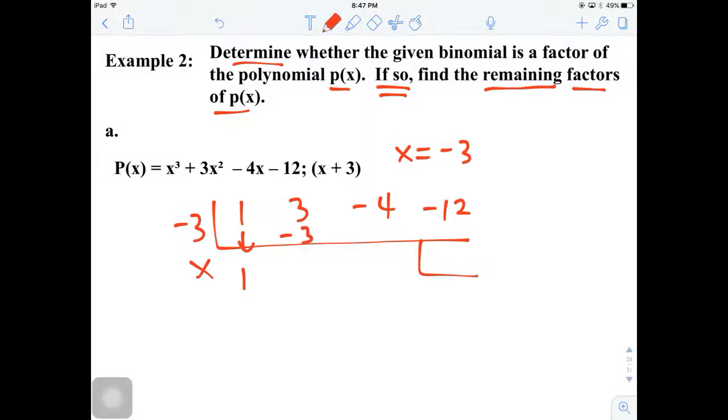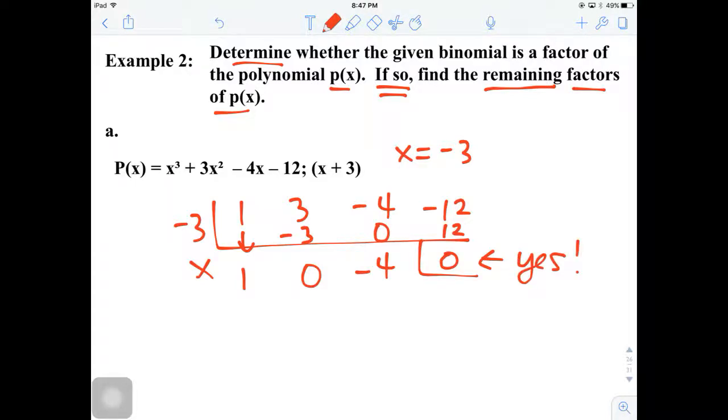That's going to give us negative 3. And then when we combine that, that should give us 0. 0 times negative 3 is 0. Combined, we have negative 4. Negative 4 times negative 3 is 12. And then we have a remainder of 0. So the answer is yes, because we have a remainder of 0.